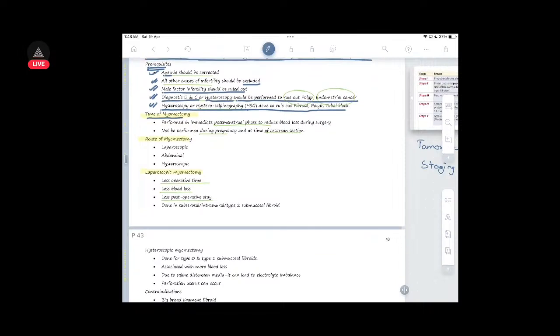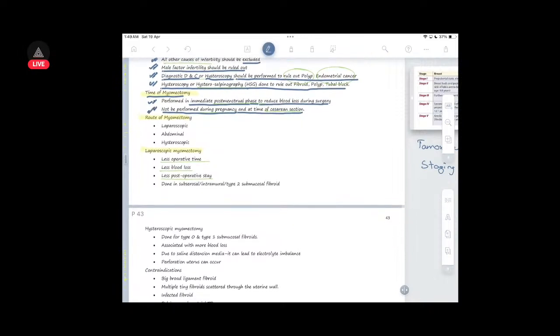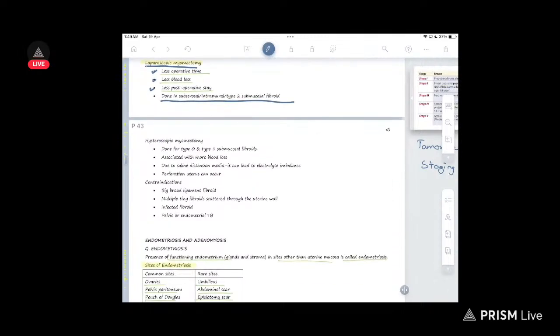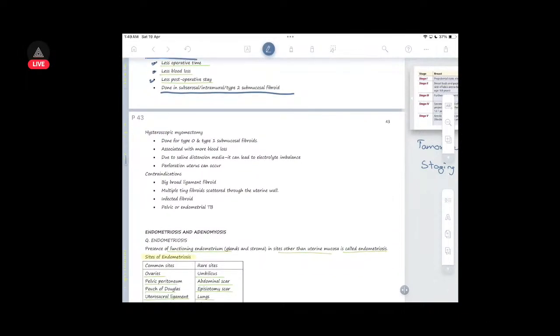Time of myomectomy, it is performed in the immediate postmenstrual period to reduce the blood loss during surgery. It is not performed during pregnancy and at time of cesarean section. Route: laparoscopic you can do, abdominal you can do, hysteroscopic you can do. Laparoscopic myomectomy has less operative time, less blood loss, less post-operative stay, and it is done in subserosal or intramural type 2 or type 2 submucosal fibroid.